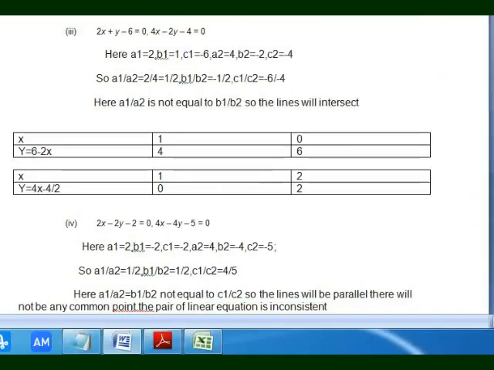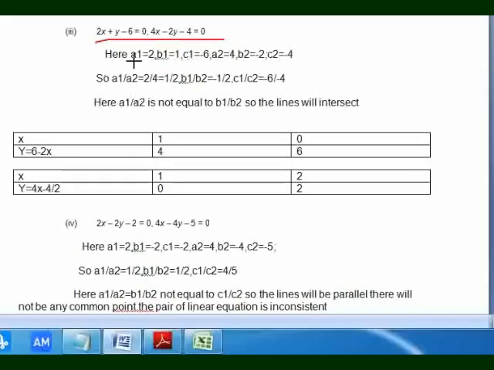Okay, in question number 3, two equations are like this. Compare this equation with a1x plus b1y plus c1 is equal to 0. So a1 will be 2, b1 will be 1, c1 will be minus 6. Compare this equation with a2x plus b2y plus c2 is equal to 0. So a2 will be 4, b2 will be minus 2, and c2 will be minus 4.